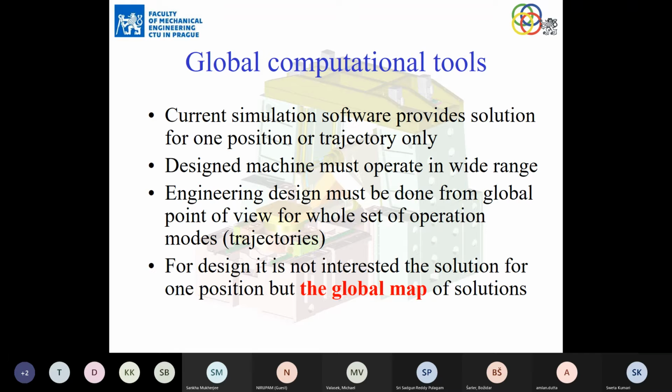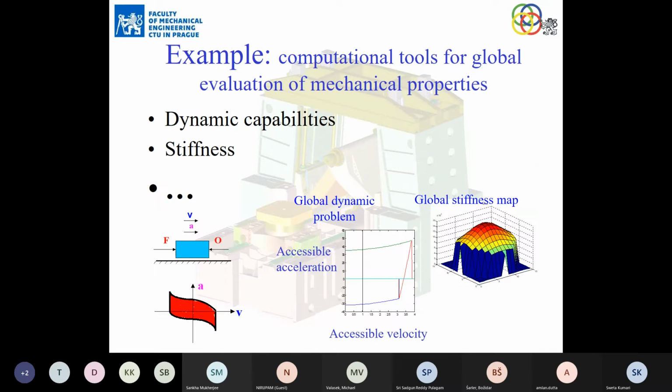So in fact, I'm speaking about global computation and a global map of the solution. We have succeeded, for very demanding properties like dynamic capabilities or stiffness, to have such procedures for global computation. So such maps inside the whole workspace can be computed much more efficiently than by traditional ways, step by step, solving finite element models or step by step solving the differential equation for motion and so on.